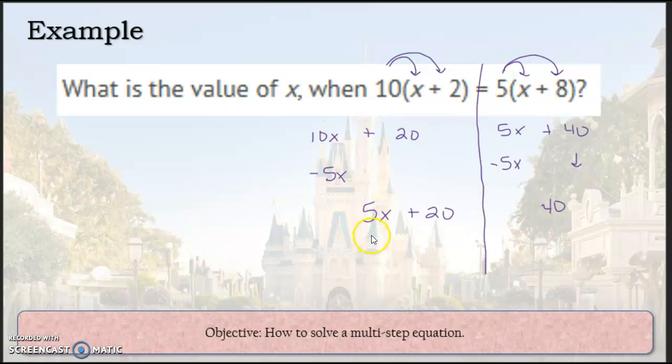Now I have all of my variables on the left, so I need to move all of my constants, or my other numbers, to the other side. And these cancel, and we have 5x equals 40 minus 20 is 20. And then the very last step is usually to divide. So these canceled, and x is going to equal 4.